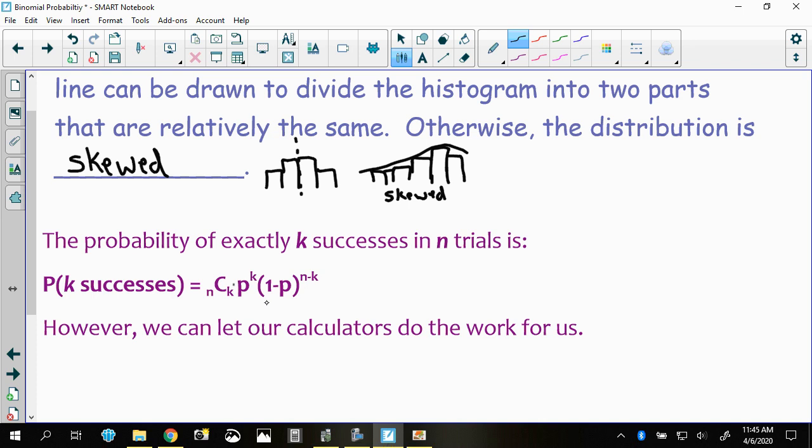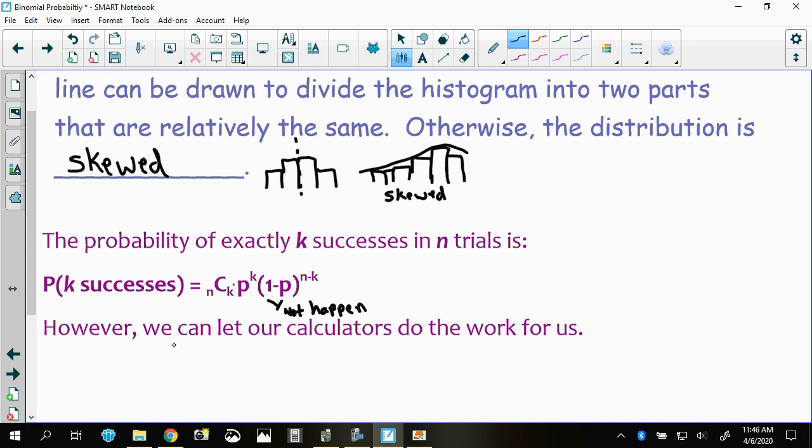Okay, so remember, 1 minus p represents the not happening, so that would be our failures. And the n minus k would be the complement of the number of successes. So if we had 10 trials with 6 successes, that would be 4 not successes.